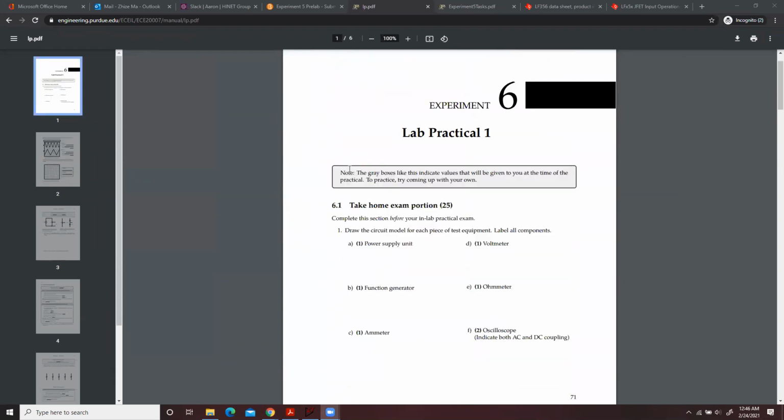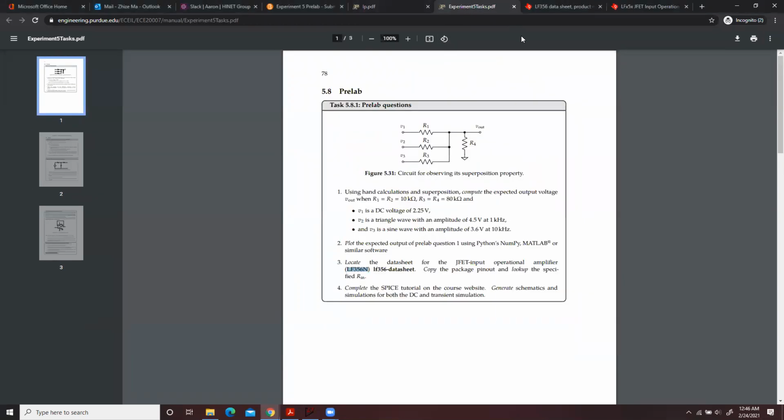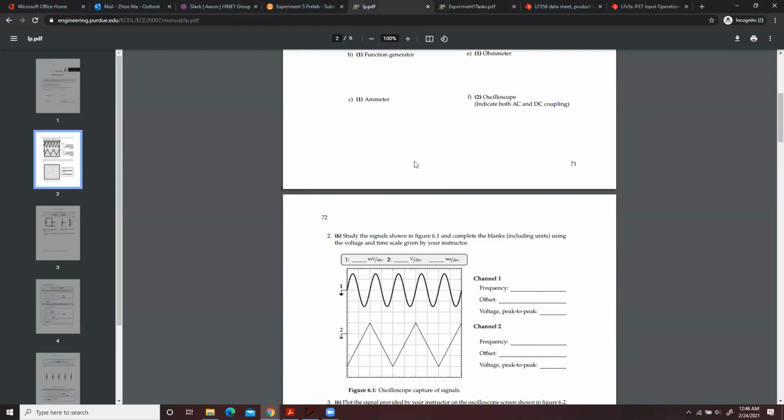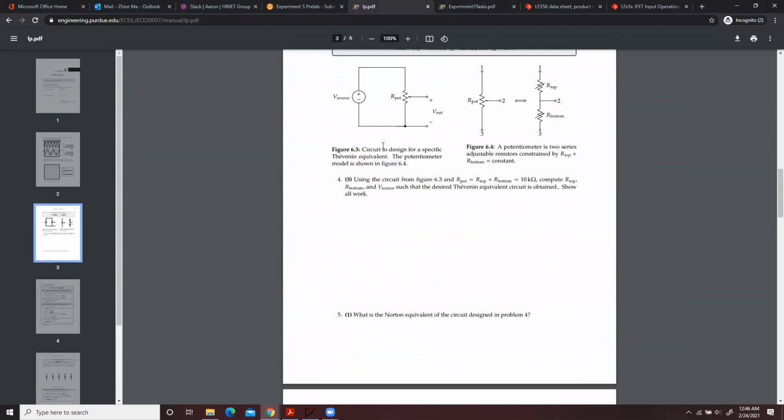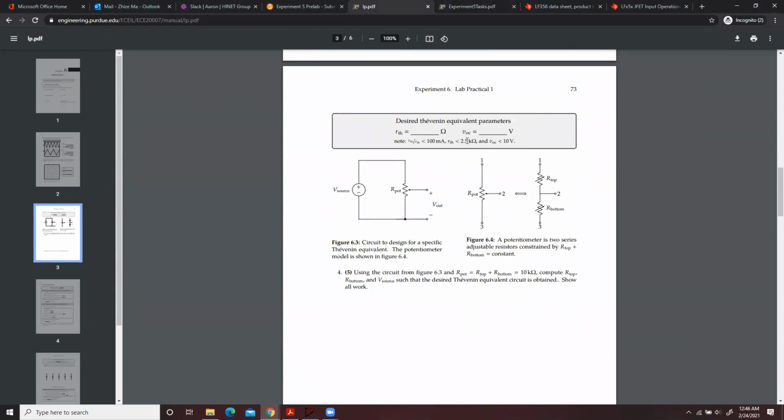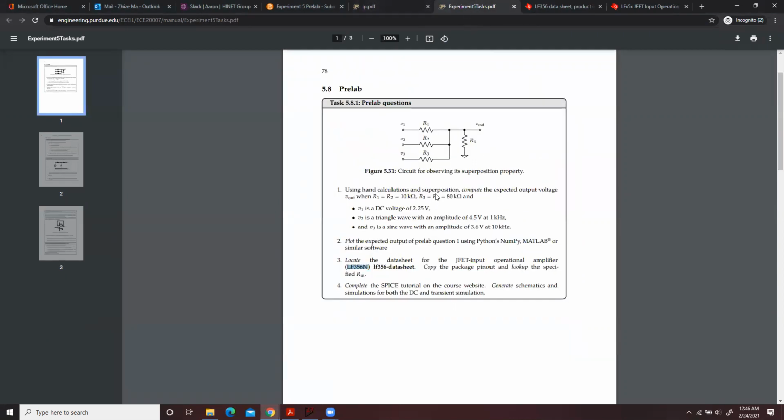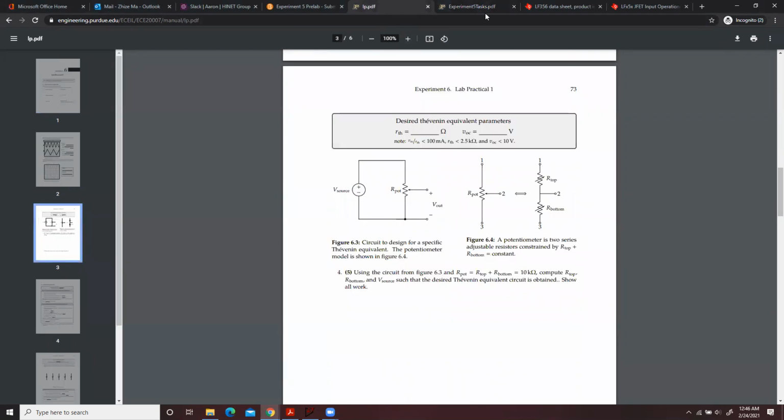Make sure you check the announcement on Brightspace before you start doing the lab practical. Also you may notice this part is related to lab 5, so make sure you understand everything in lab 5 before you start this part.